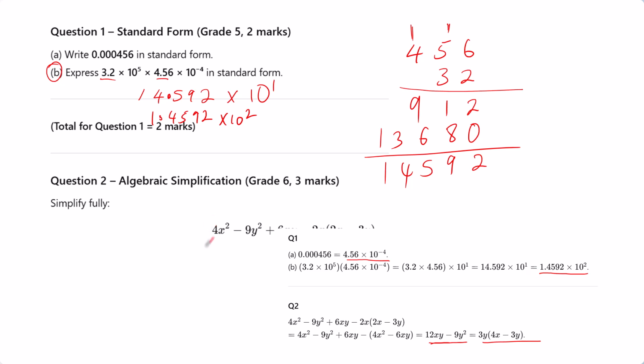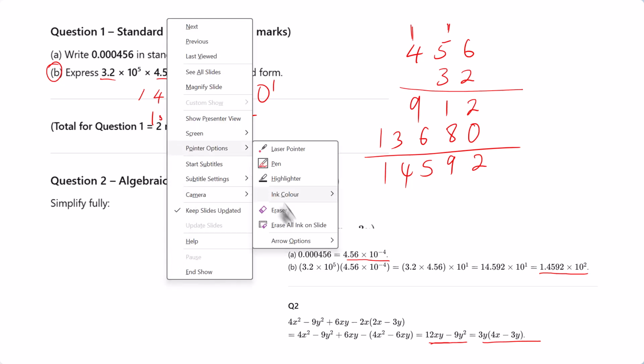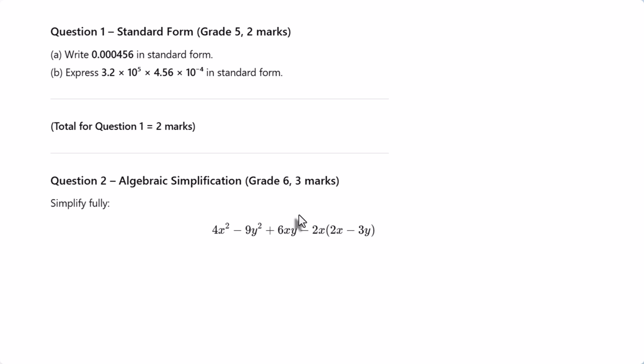We're going to go to question 2 now. Question 2 is algebraic manipulation, and they just want us to simplify this. So there's nothing I can do here. These are all unlike terms, but I can open the bracket. If I open the bracket, think that this is negative 2x, not 2x. So negative 2x times 2x is going to be negative 4x squared. Negative 2x times negative 3y is going to be positive 6xy. So the first thing is opening the bracket, and then you're going to collect like terms.